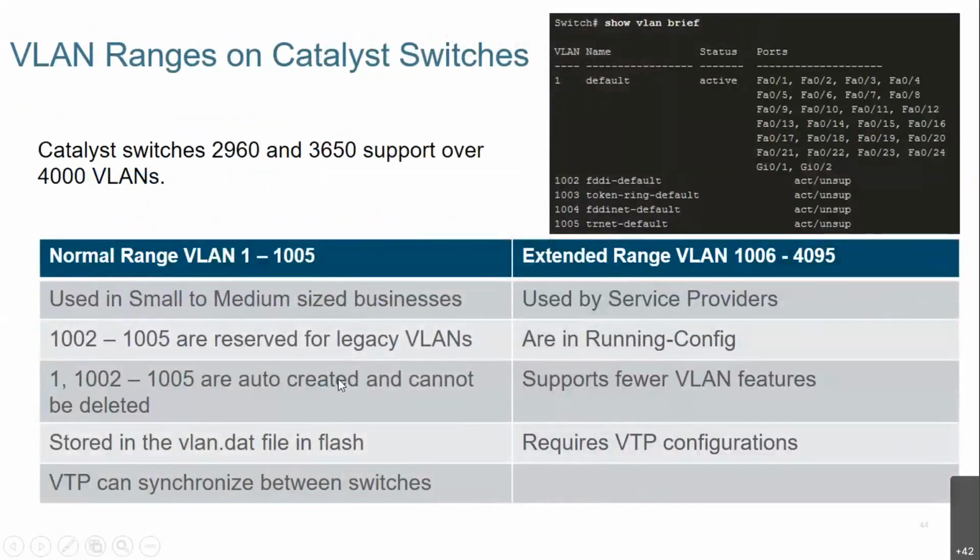So this is the difference between the normal range VLAN and the extended range VLAN. Normal range is used in small and medium-sized businesses, extended range is used by service providers, and the reserved range is where it is stored. VTP can synchronize this one. VTP doesn't synchronize it by default, or you have to configure it. So these are the differences between normal range and extended range.